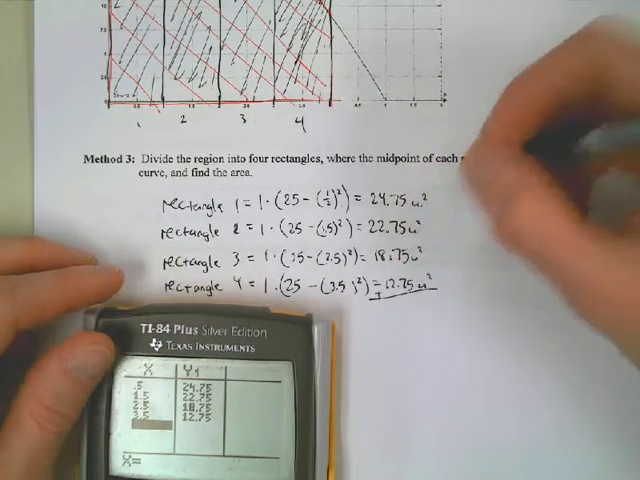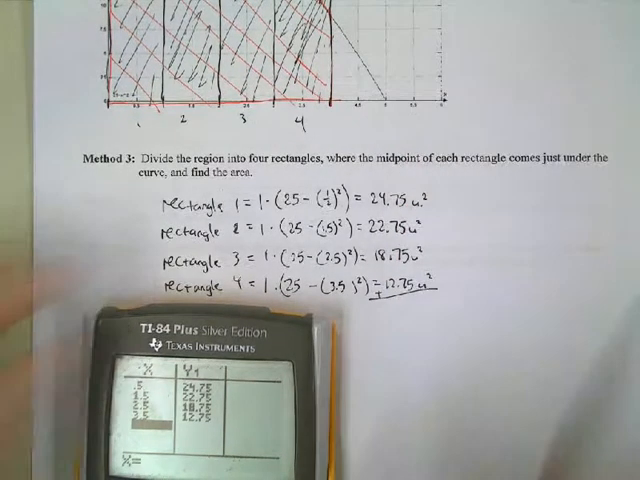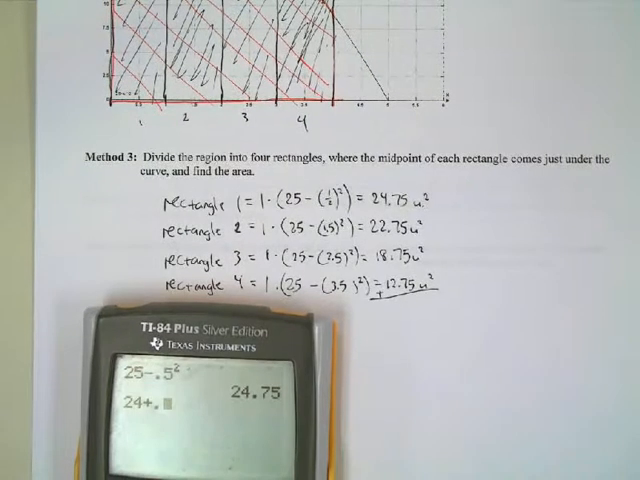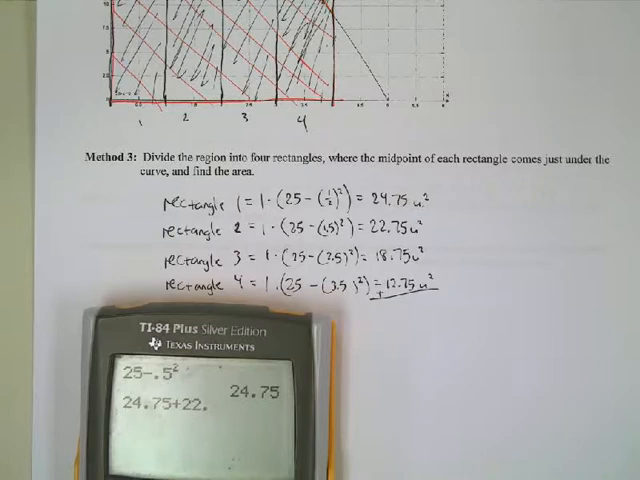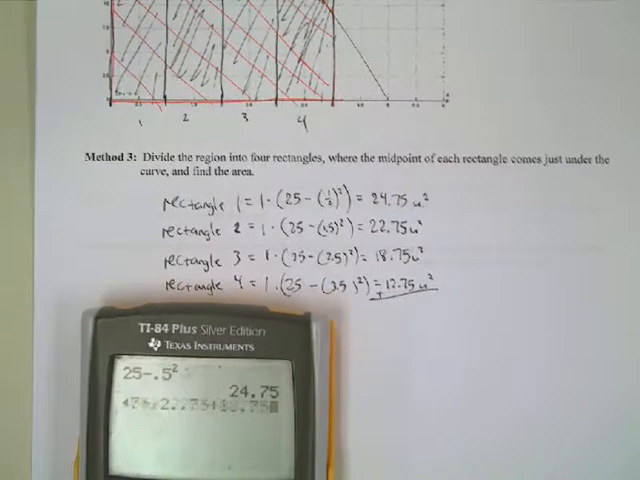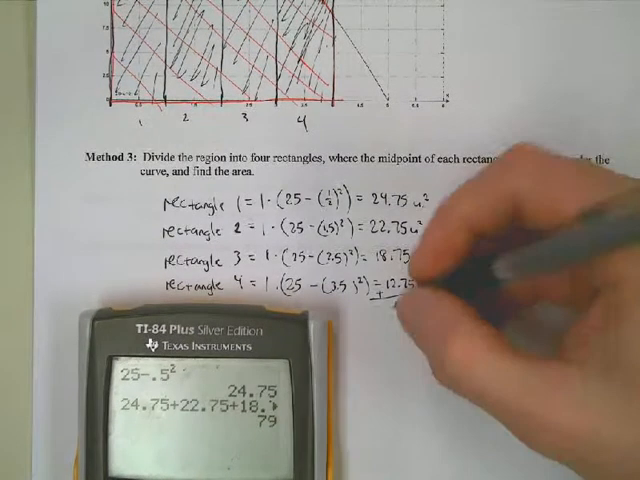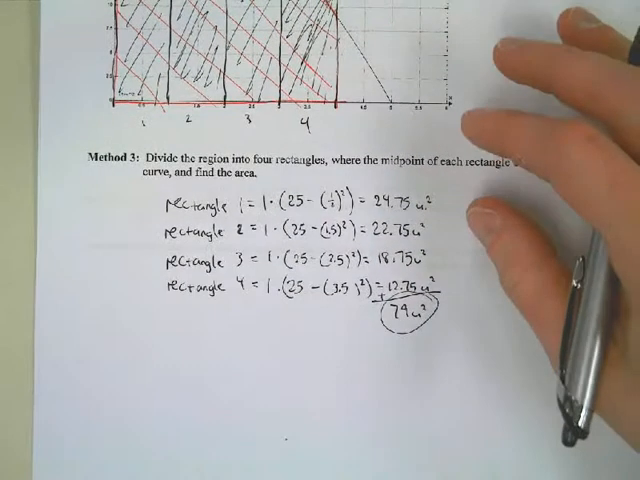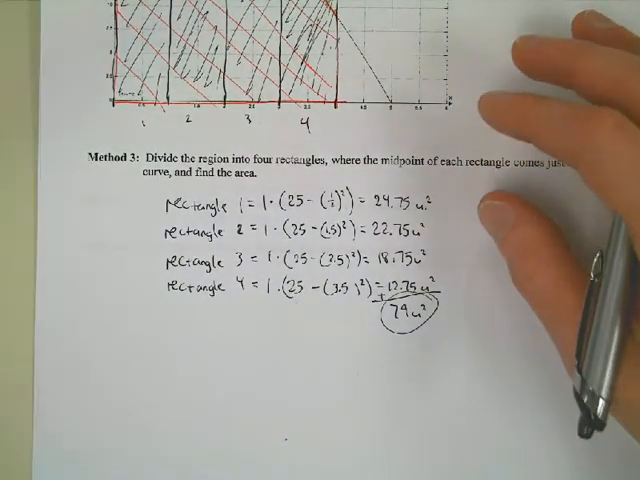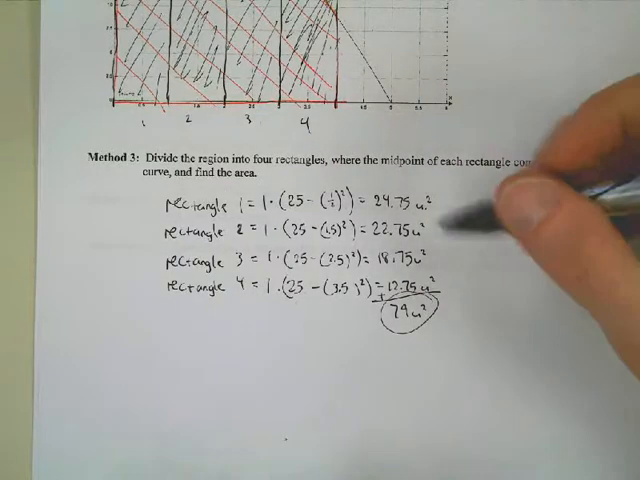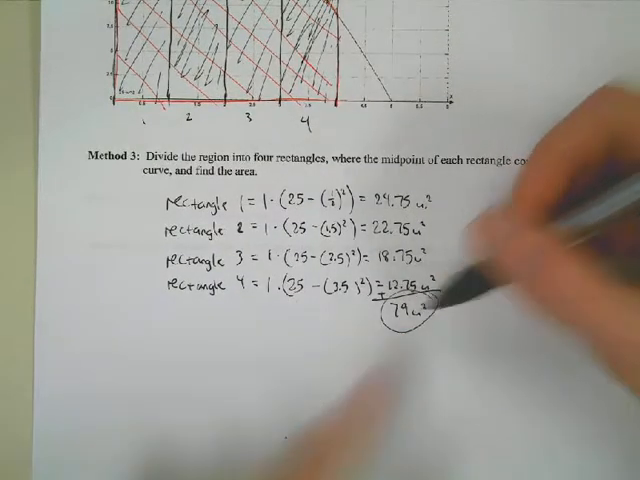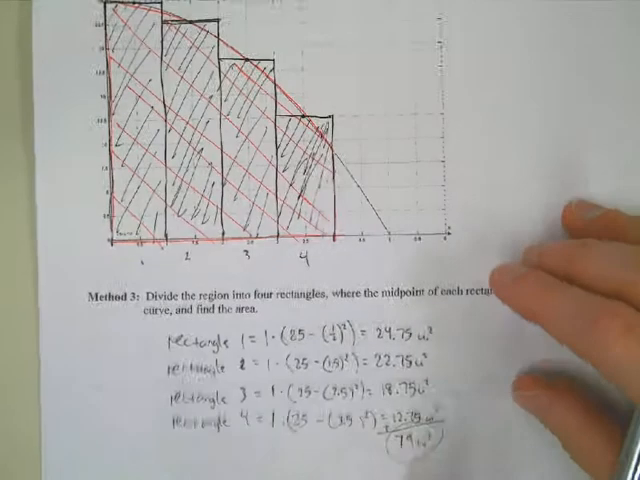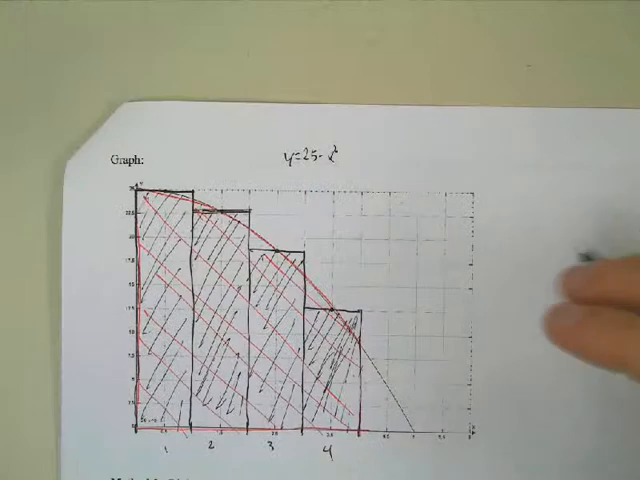So we can now add these up. 24.75 plus 22.75 plus 18.75 plus 12.75 is 79 units squared. Now what did we say was the midpoint? 78, didn't we say? That was halfway between the upper and lower estimates. Here's 79. Now, here's the next question though. That is still not the exact area. Would we consider this to be an over approximation or an under approximation? I'll say it's a close one.